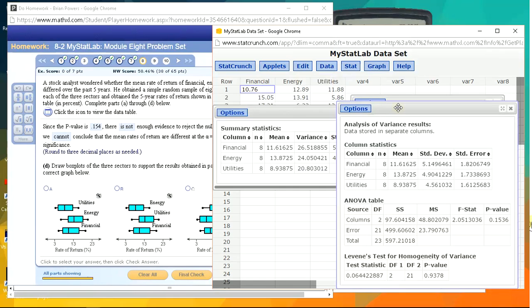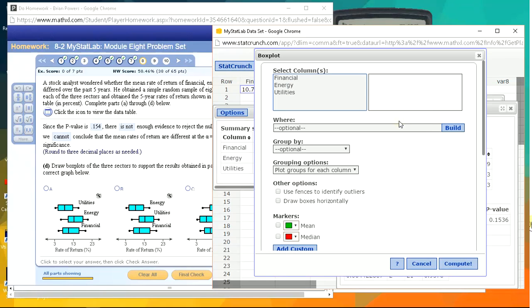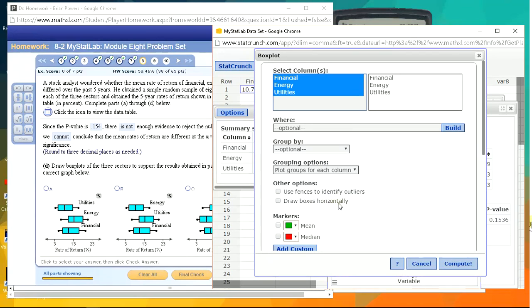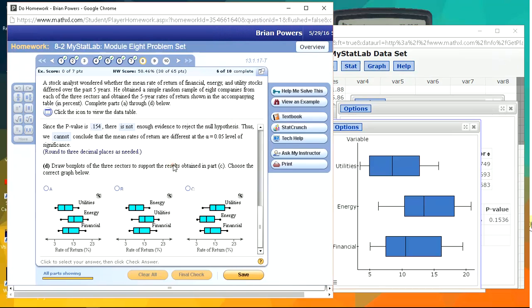Box plot side by side. We can do that, right? Graph, box plots. Select your columns. I think it puts a line, so I don't have to mark the median myself with red. Oh, but we don't want them vertical. Ugh, who wants that? Edit the options. Change it to draw boxes horizontally. We want them horizontal. This is what we want.